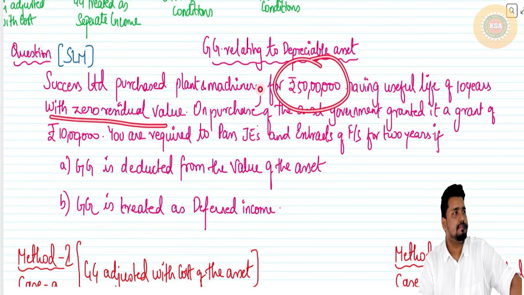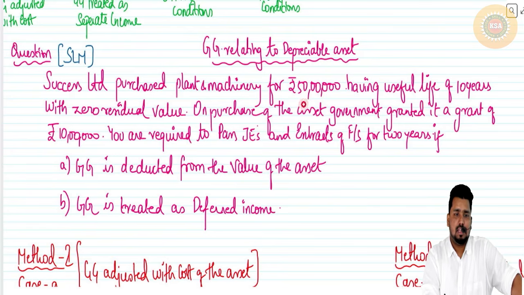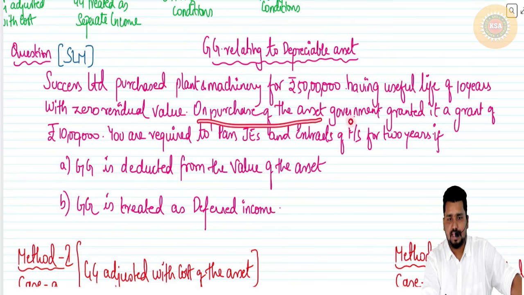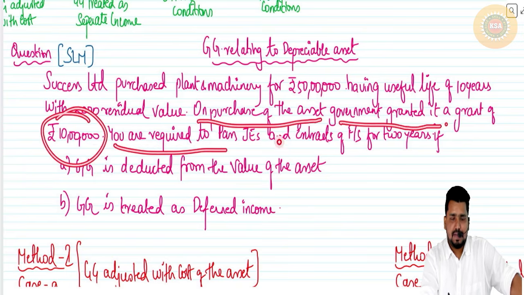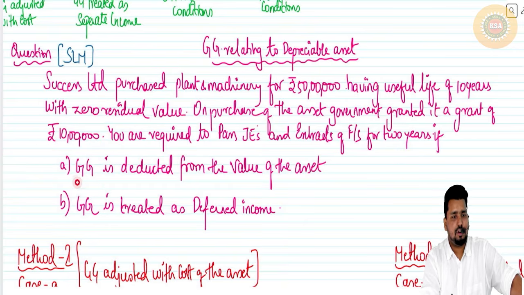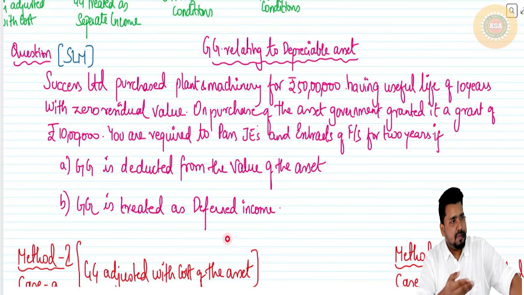So what is the cost? Since we are purchasing, let us think like Success Limited. We are Success Limited. On purchase of the asset, the government has granted how much? You are required to pass journal entries and extracts of financial statements for how many years? 2 years. If the government grant is deducted from the value of the asset, or it is treated as deferred income.